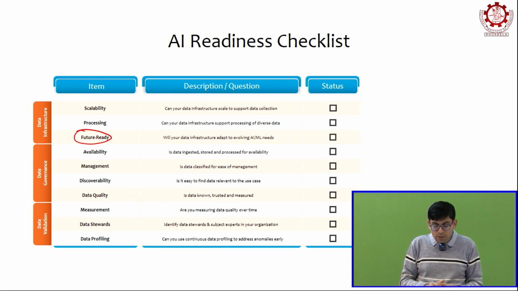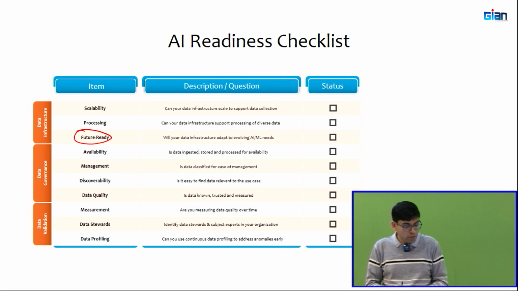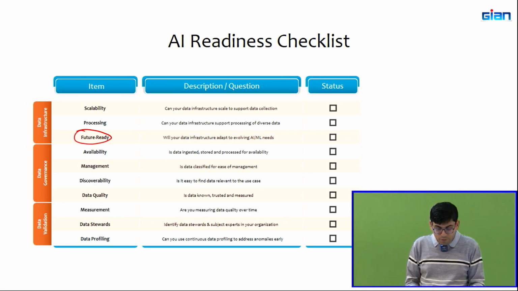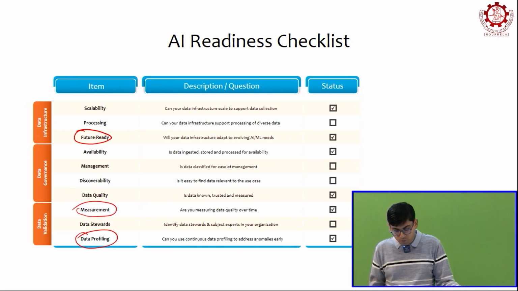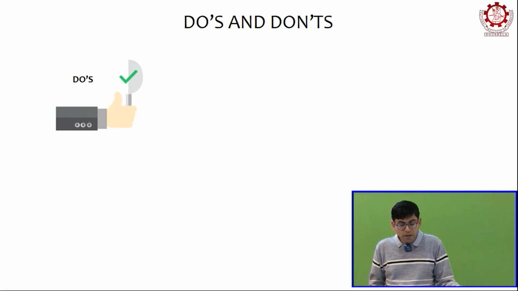In data governance, data quality management, a lot of these things are very important. And in data validation, you have to make sure that you do your proper data profiling, measurement, and so on. Okay, finally, the last slide here, what are the do's and don'ts?